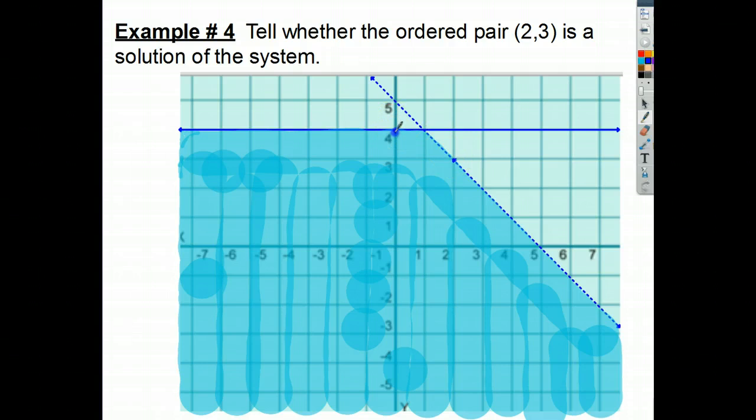What about this point here? Well, that's right on the edge of the solution area, but it's on a solid line, and solid lines are in the shaded area, so we would say yes to the point 0, 4, no to this point. So this answer would be no.